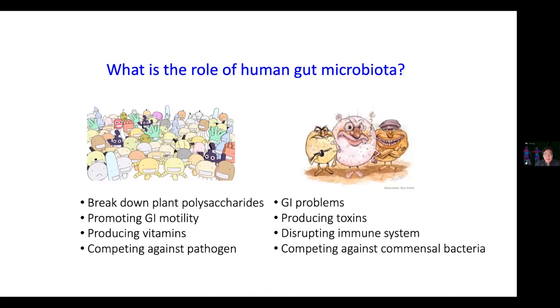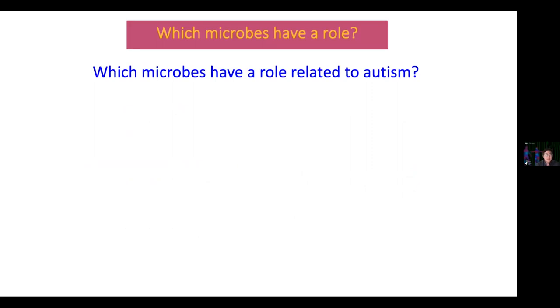So what is the role of human gut microbiota? There are good or beneficial bacteria, and there are also pathogenic bacteria. They do different things, but when the beneficial bacteria dominate, they play a good role for the human host's health. Then which microbes have a role related to autism?